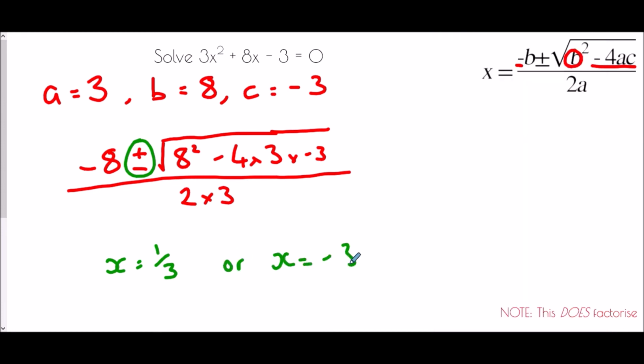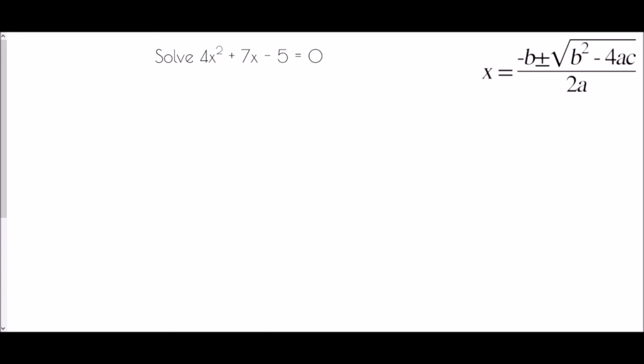And so there we've got two different answers that will be the solution to the top equation. Let's give it another go with this one. 4x squared plus 7x take away 5 equals 0. So again, A is 4, B is 7, C is -5.